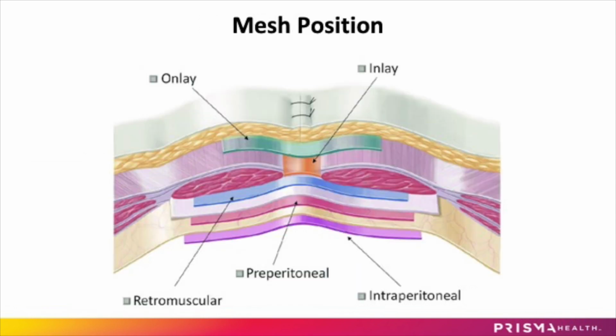The next key consideration when considering placing mesh in a contaminated hernia repair is the position in the abdominal wall, be that in an onlay position above the anterior fascia, a sublay repair in either the retromuscular or preperitoneal position, or an underlay repair in an intraperitoneal position.